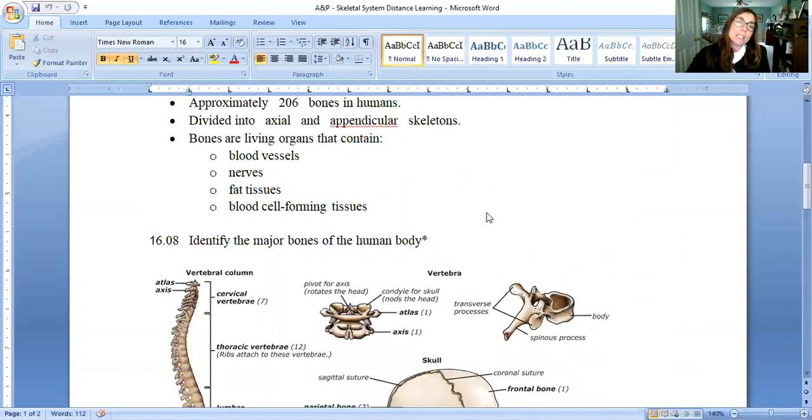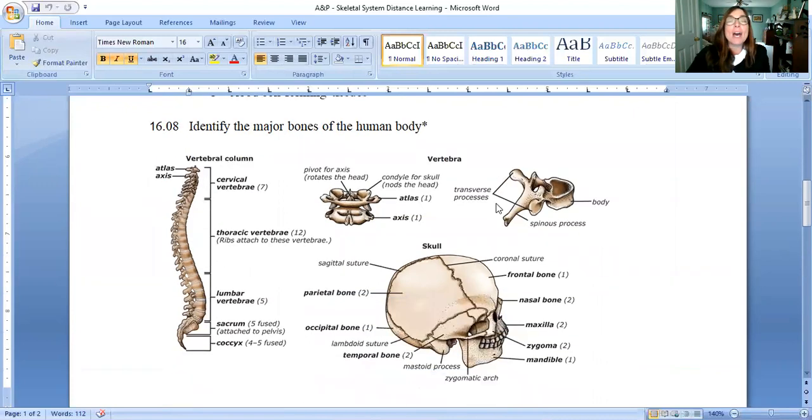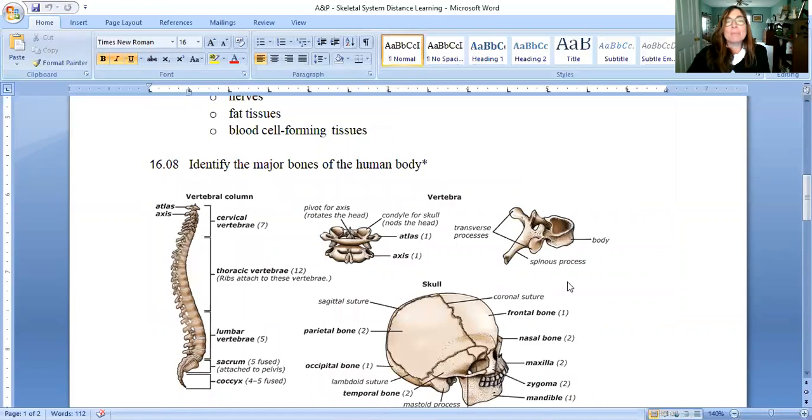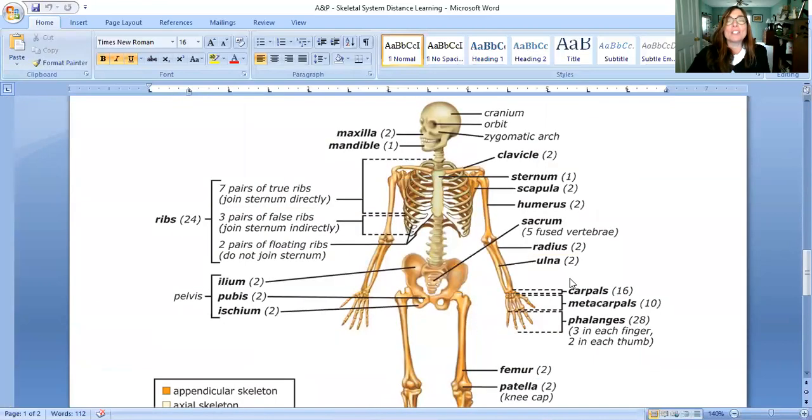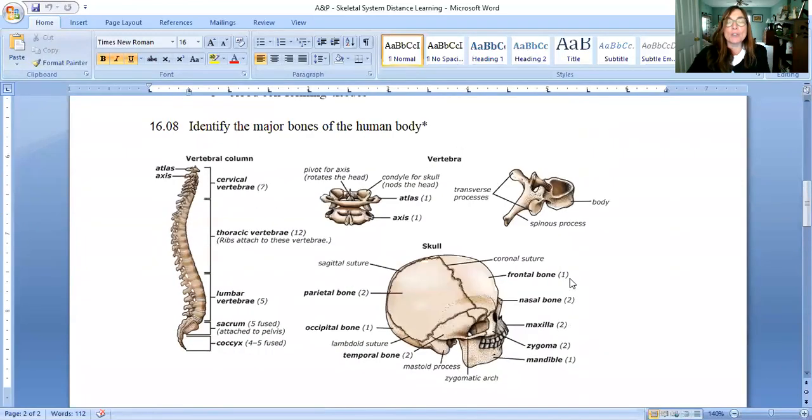One of our objectives would be to identify the major bones of the human body. And if we were together, we'd look at the skeletons that I have in the classroom, and I would have you memorize all of these parts here that are bolded for this picture from your book and also this one. And these are just the major bones. Obviously, 206 bones are not listed there.